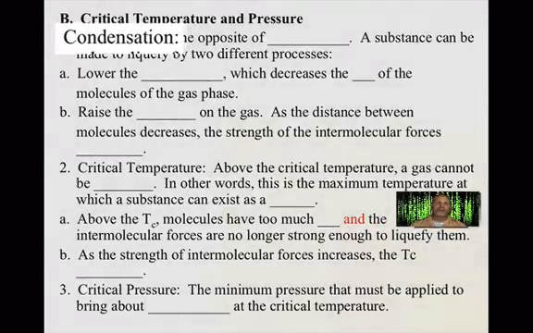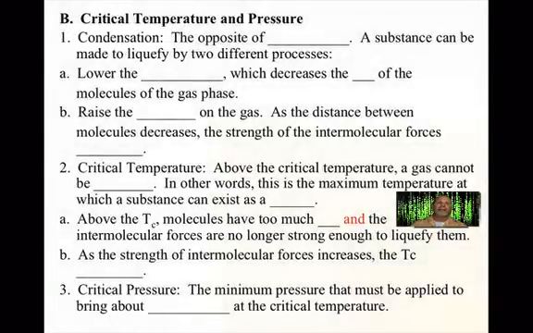Critical temperature and pressure. There are key terms here. One is condensation. Condensation is the opposite of evaporation, and a substance can be made to liquefy by two different processes. We can lower the temperature, which will decrease the kinetic energy. The molecules move slower, they get closer together, and then they change to a liquid.